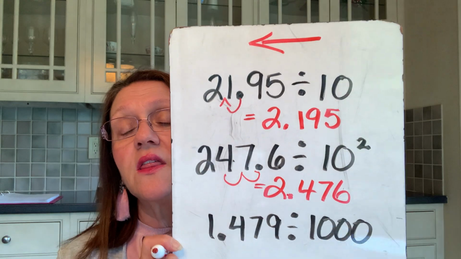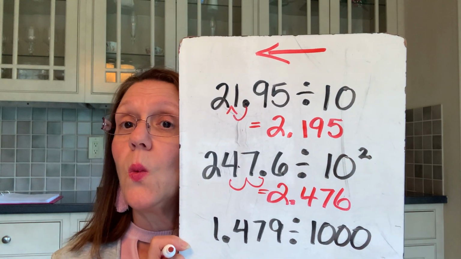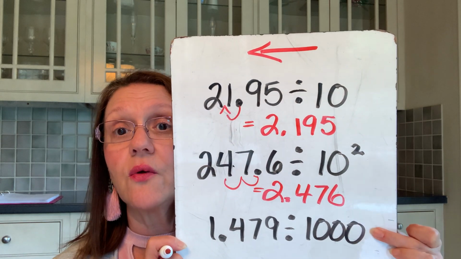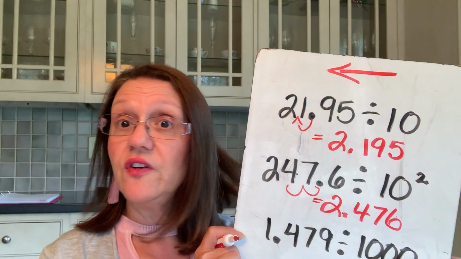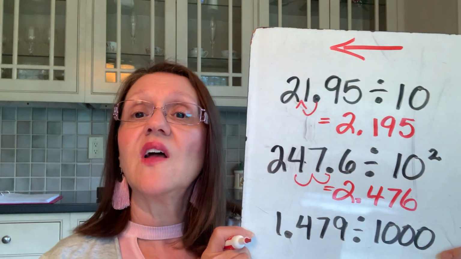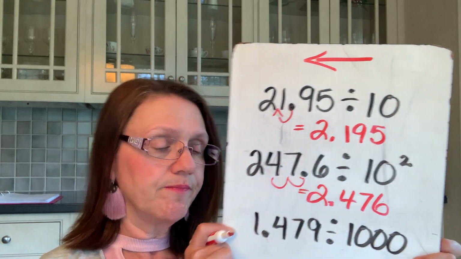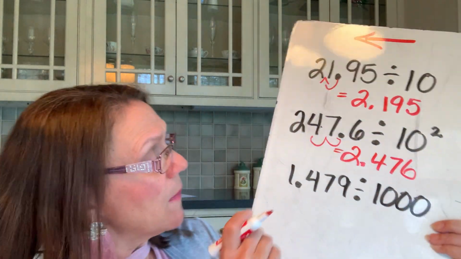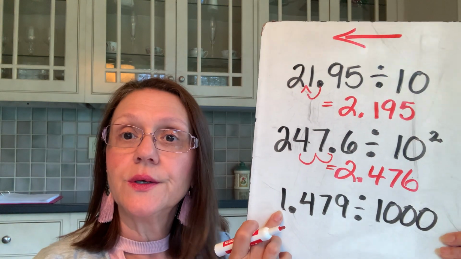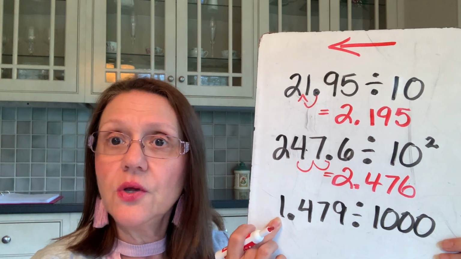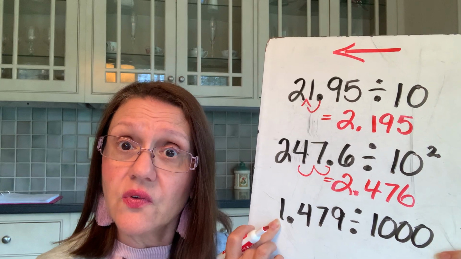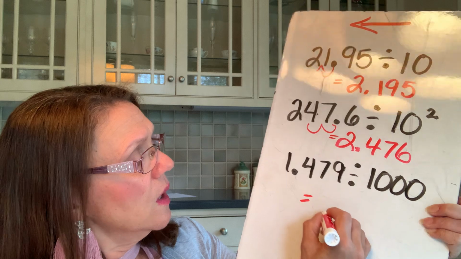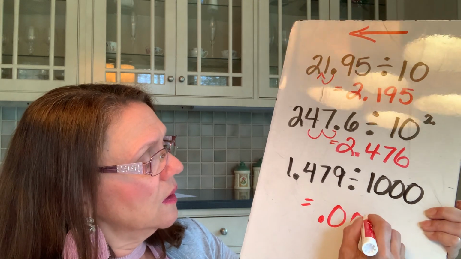Now we might get something like this. Ooh, we're going to move the decimal 3 place values because there are 3 zeros right here. And we're still moving to the left because we're dividing. The division sign tells us which direction we're going. But I have a problem. My problem is I only have 1 digit here. So what am I going to do? Well, you're right. We're going to annex some zeros. We're going to annex 2 zeros to give me 3 place values.